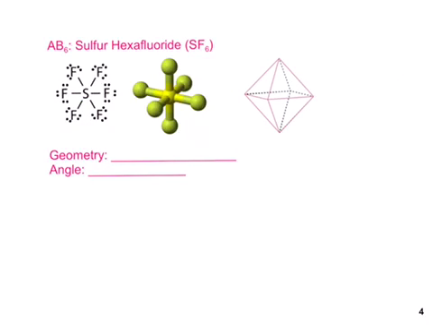All right, next shape, AB6. We now have 6 atoms around that central atom. And so we get a structure that is octahedral in shape. And all of the bond angles are now 90 degrees. They're all separated by 90 degrees, perfectly squared.